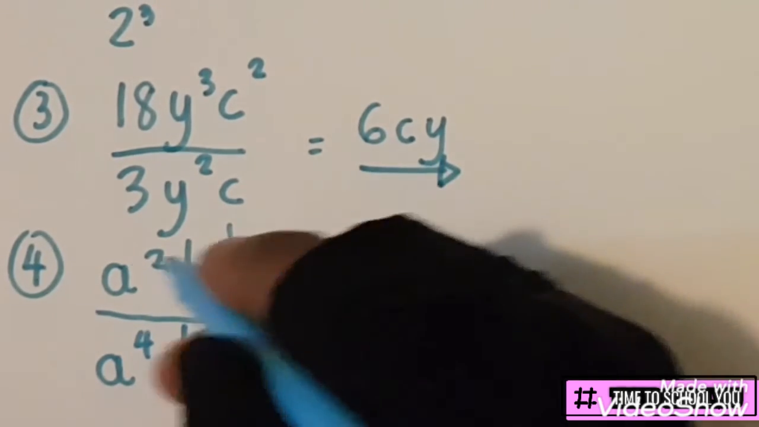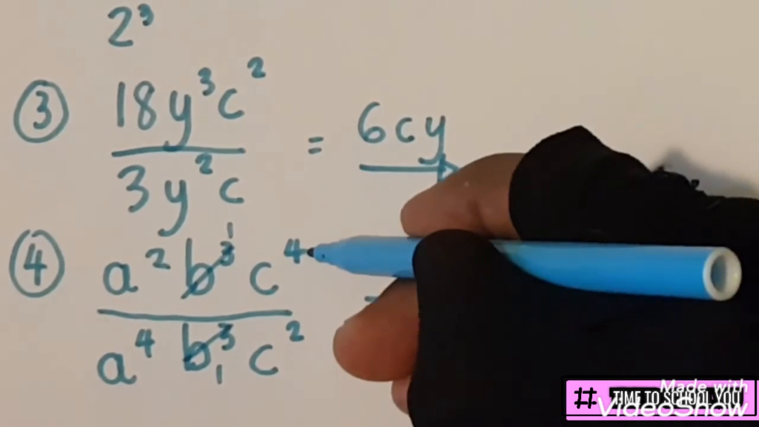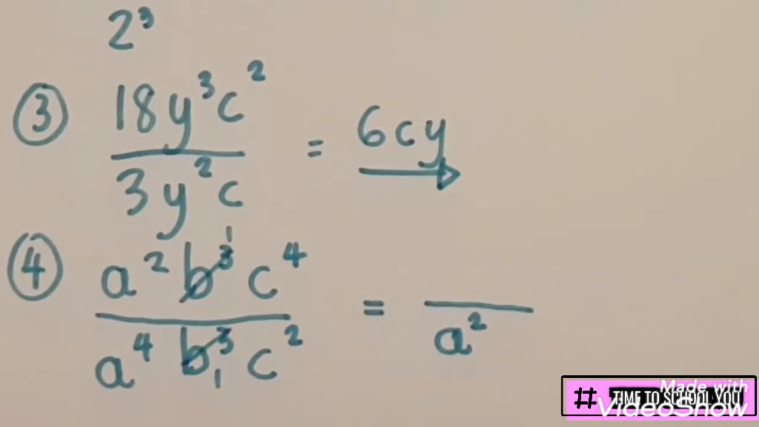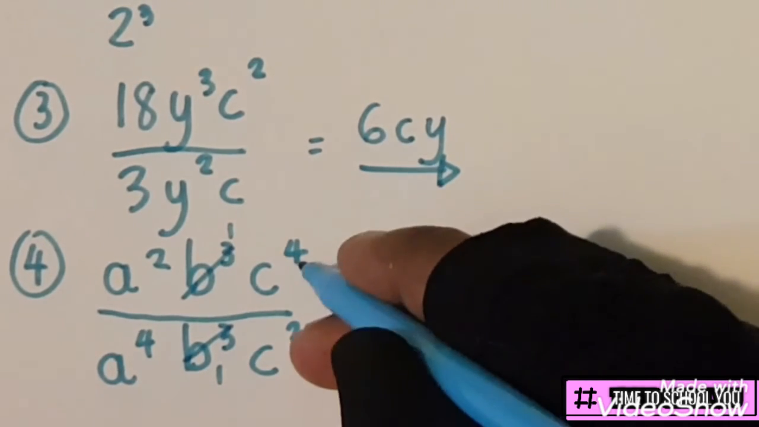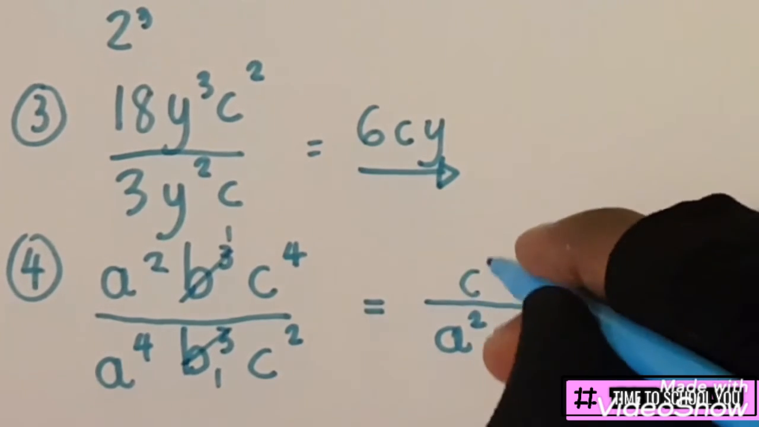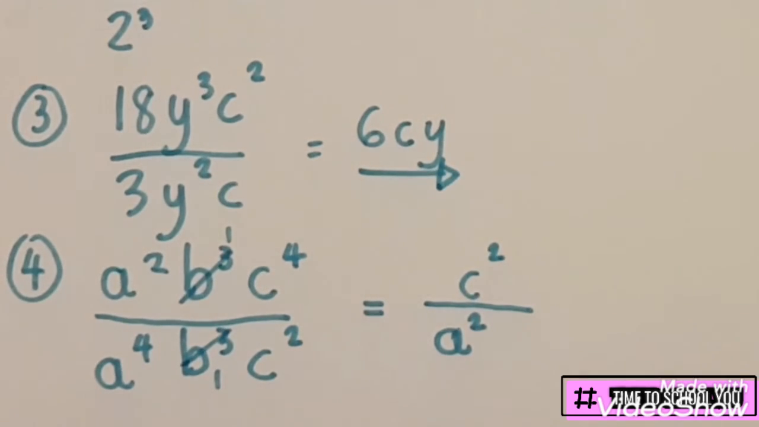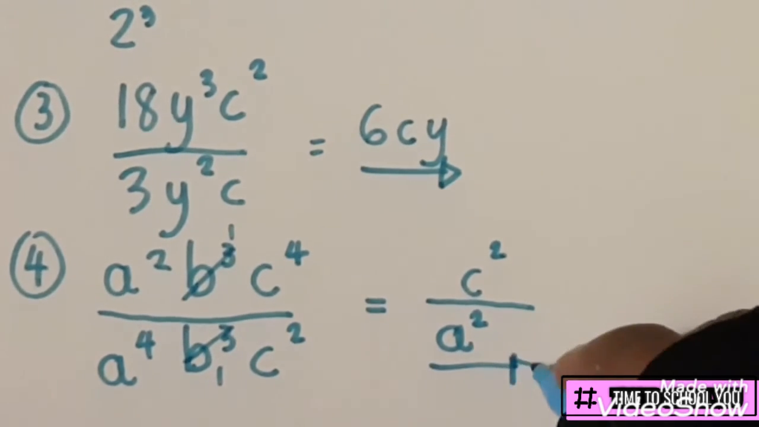So all these letters are being multiplied. So we have c to the power 4 divided by c to the power 2, and this will be 4 minus 2 is 2. The bigger number is at the top, so I normally say c to the power 2. And you can leave your answer as this. There's nothing further we can do with this answer.